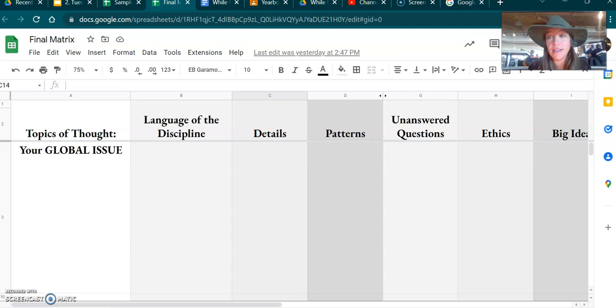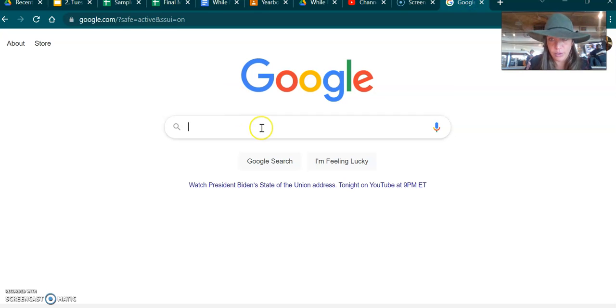Language of the discipline, fancy term for what is the language, what are the key words, significant phrases that are used when talking about this particular subject. Like I spoke about yesterday, this might be a list of words you already kind of know. So maybe you just start with your own understanding of the topic. But then you will want to do some research to figure out what those words might be. And this is where Google can be wildly useful.